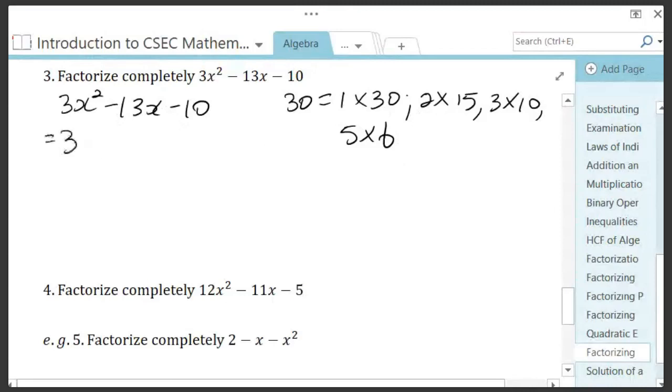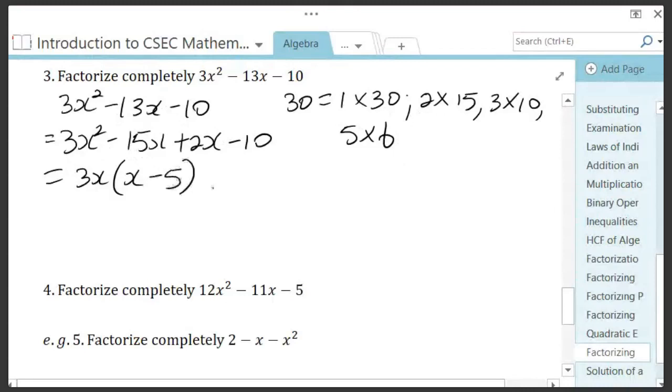3x squared minus 15x plus 2x minus 10. The HCF of these first two terms here is 3x. 3x squared divided by 3x is x. Minus 15x divided by 3x is minus 5. Okay, I'm going to repeat the brackets here: x minus 5. The third term here, we will divide it by the first term. 2x divided by x is positive 2. 2 multiplied by minus 5 is minus 10.